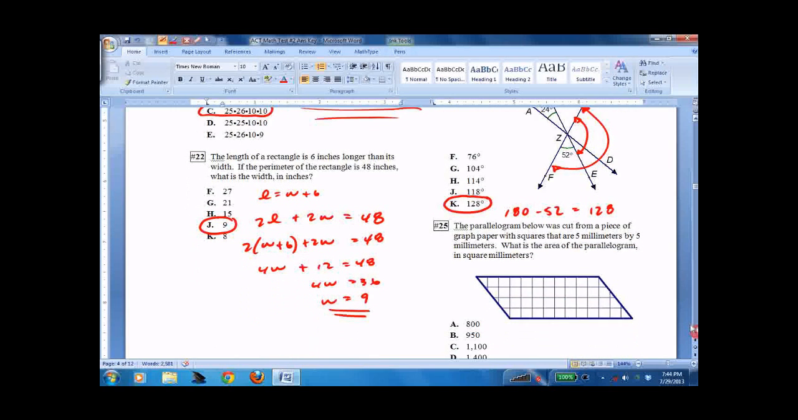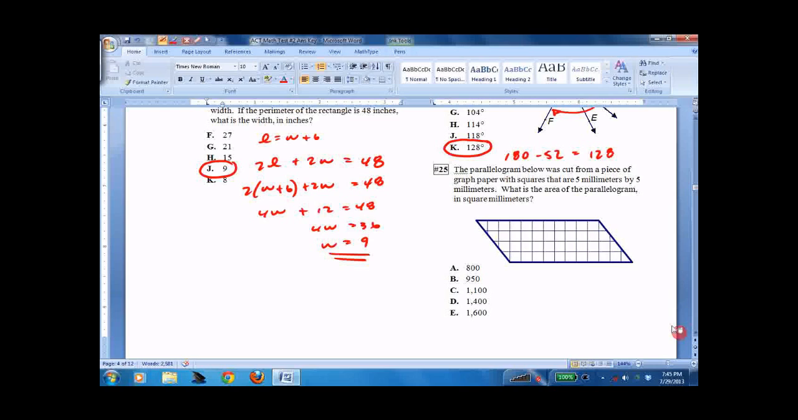25, parallelogram, cut from a piece of graph paper with squares 5 by 5. So let's figure out how many squares are in there. You can actually sit down and count them, but it's 4 high. And it's 1, 2, 3, 4, 5, 6, 7, 8, 9, 10, 11 wide. So there's an area of 44 squares. Each square is 5 by 5, which gives us 44 times 25, which I believe is 1100.